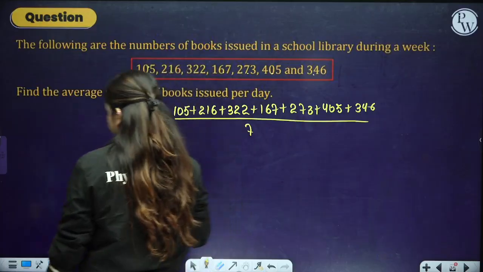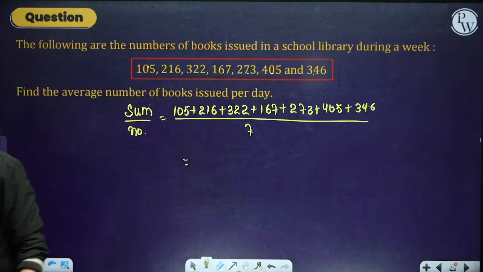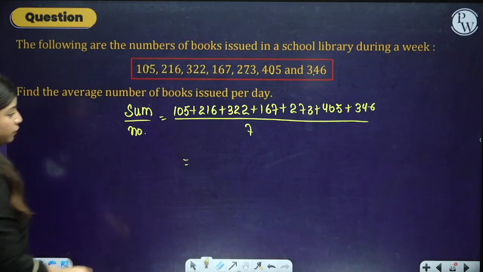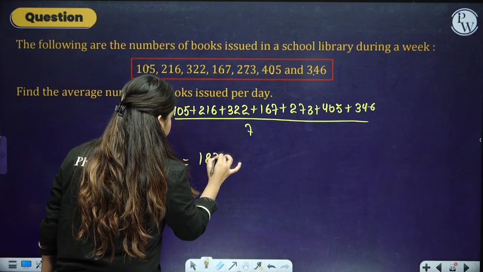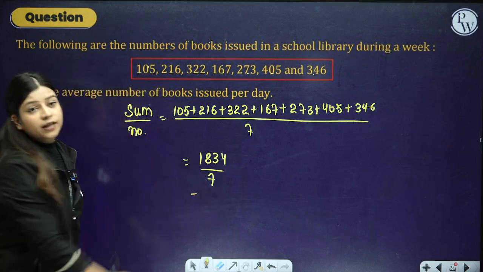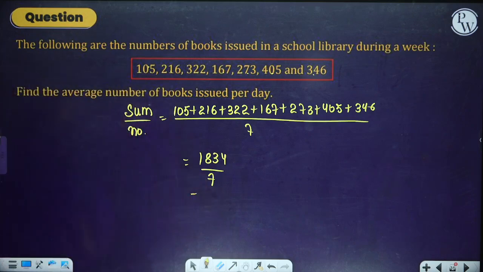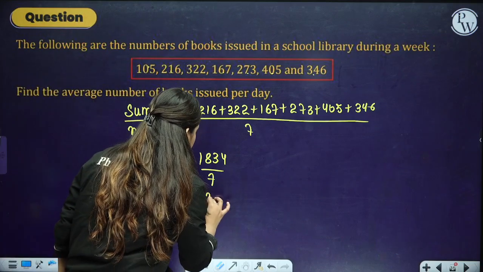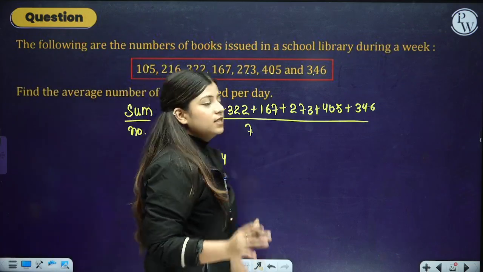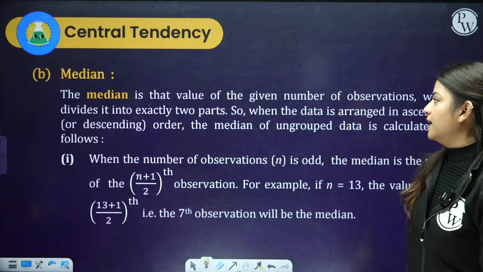So we have to find the sum of observations. It is 1834 divided by 7. Simply, 1834 divided by 7 gives 262, and this 262 becomes the mean. Simple. Sum of observations divided by number of observations.